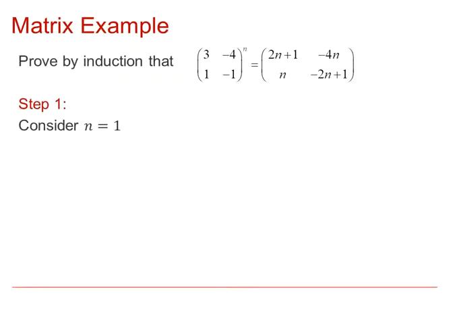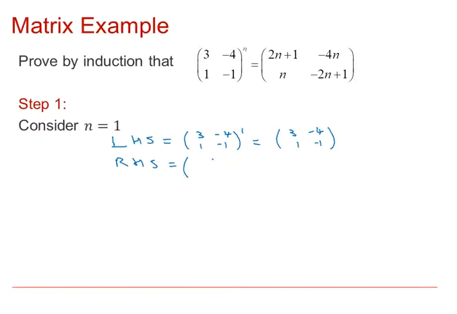So we're going to prove this result by induction. So step 1 is we need to consider n equals 1. First we look at the left hand side of the problem. We get [3, -4; 1, -1] to the power 1, which is obviously [3, -4; 1, -1].